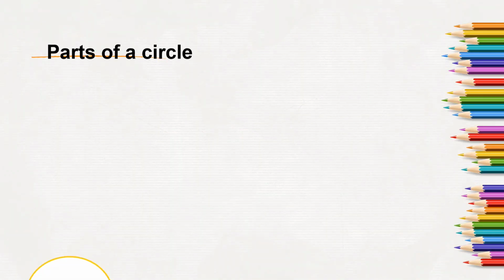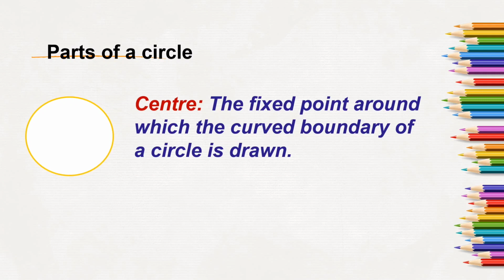Parts of a circle. Here, circle is a closed figure made out of only one curve, and the fixed point around which the curved boundary of a circle is drawn is called its center. Here O is the center of the circle. From point O to any point on the boundary of a circle will be of the same distance.